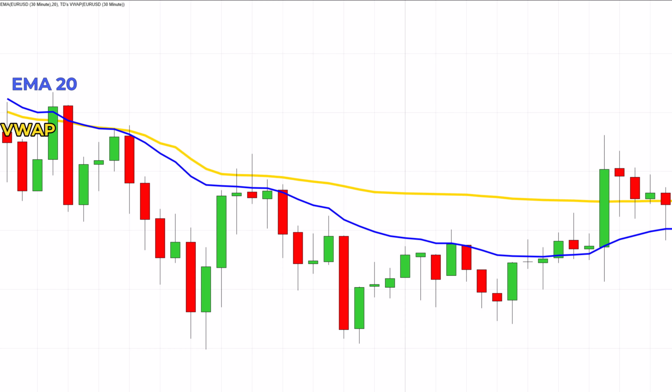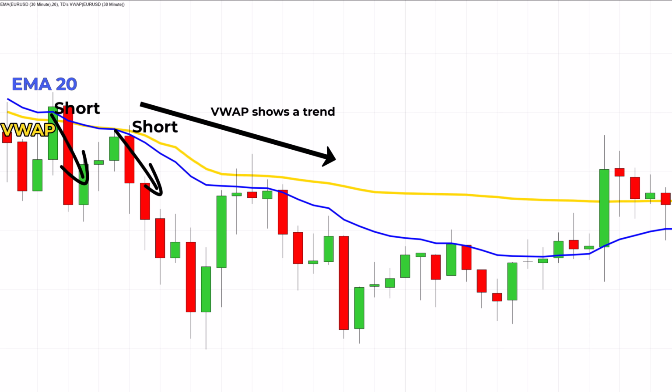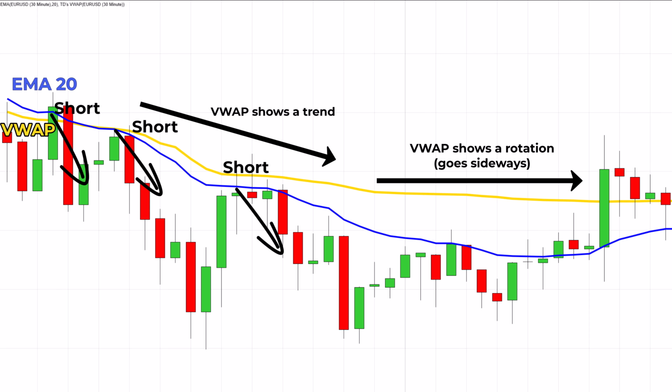On this 30-minute chart, the price moves below the EMA and makes a couple of pullbacks to it. Remember that for a valid signal, there needs to be a slope in the VWAP. So here is the first viable short. Then there's another, and another one is here. After that, the VWAP starts to go sideways. So this pullback and this pullback are not viable trade entries.